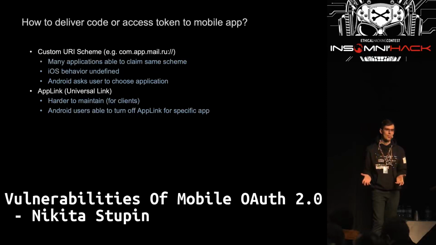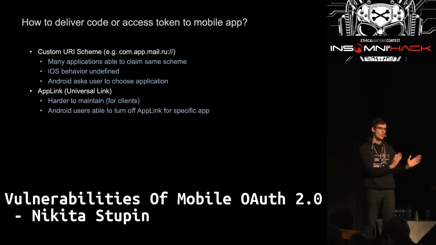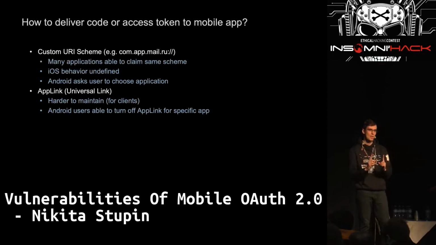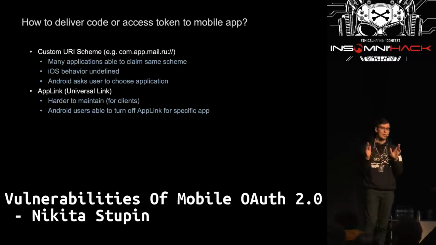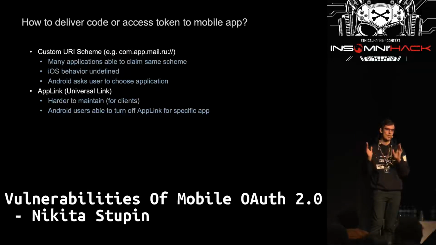And what is a custom URI scheme? It's like your ordinary scheme, like https:// or ftp://. But instead of HTTPS or FTP, you can write anything you want, like foobar:// and so on. And any time a browser or other app sees that link, it will open the app which claimed the scheme. For example, your app claimed the scheme foobar://, and whenever a browser or native app sees that scheme, it will open your app. Sounds pretty simple, right?